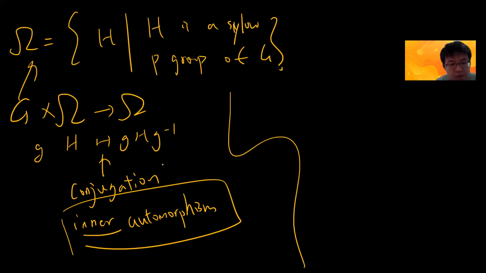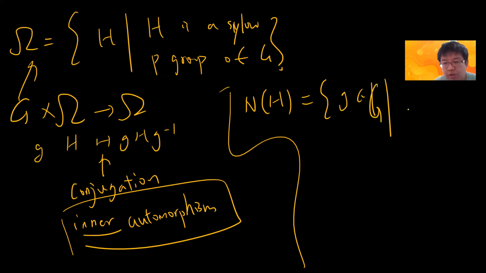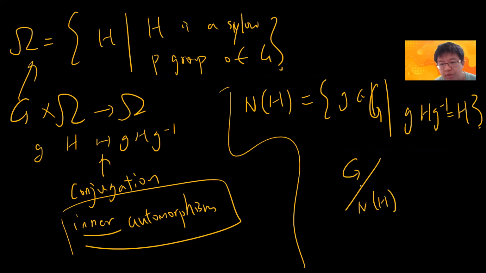First, let's ask a question: what is the stabilizer? The stabilizer of H, let's say N of H, is basically the normalizer of H. In this group action context we should call it the stabilizer, but in this terminology I call it the normalizer. So basically, it's all elements g belonging to G such that g H g inverse is H.